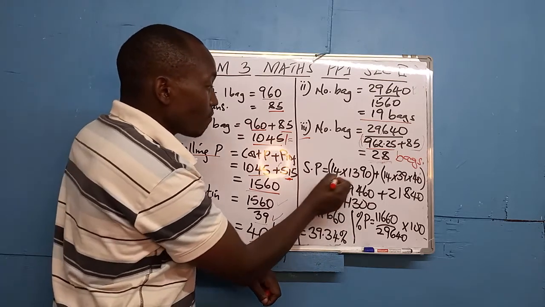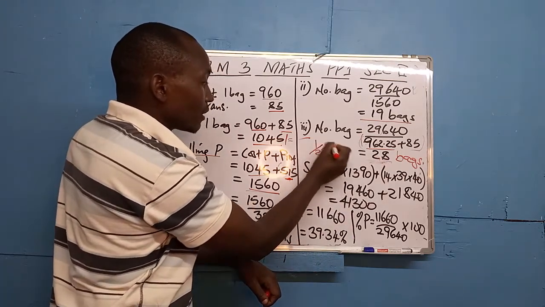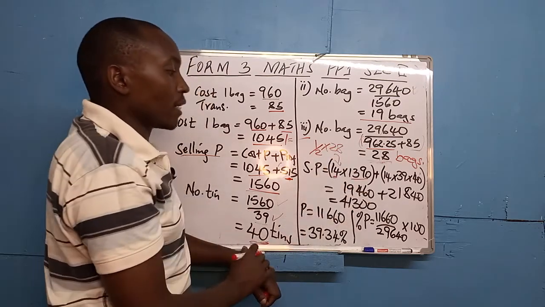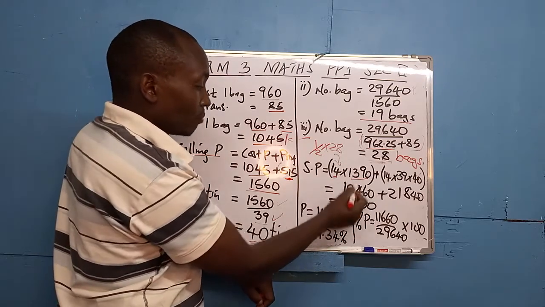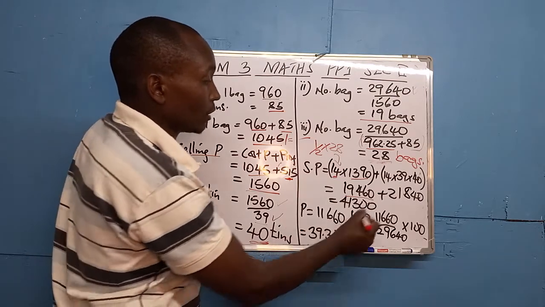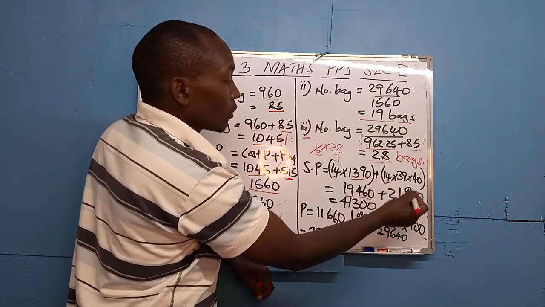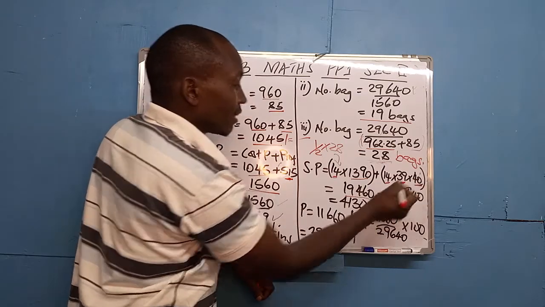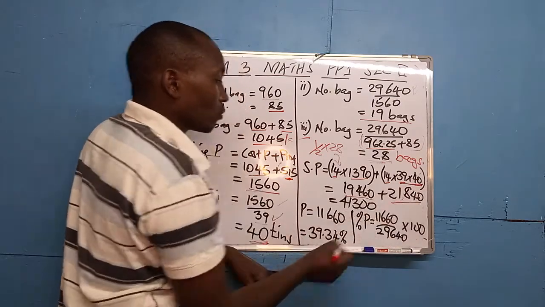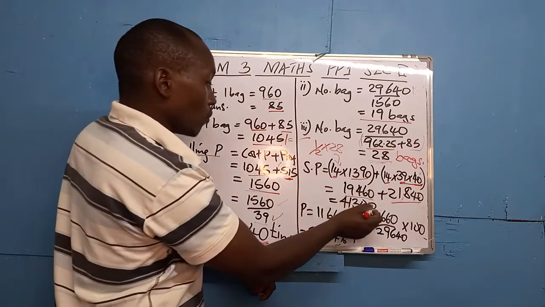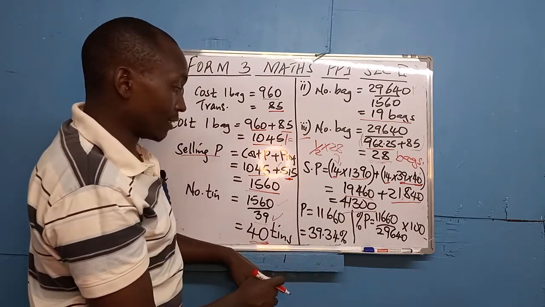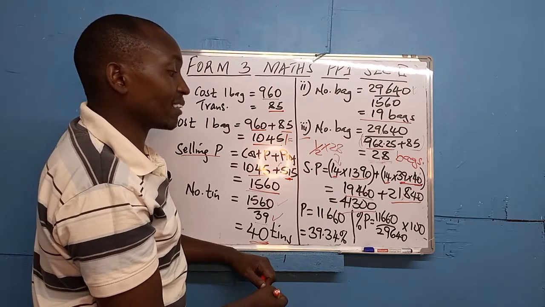Now you're given that half of this, that is half of 28, which is 14. So the 14 bags were sold to the millers at 1390. If you multiply that, the amount of money received is 19,460. Then the remaining 14 were sold at 39 per tin. Remember, one bag has 40 tins. So in total, it will be 21,840. If you add, this person got a total sale of 41,300. Then the question is, you calculate the percentage profit.